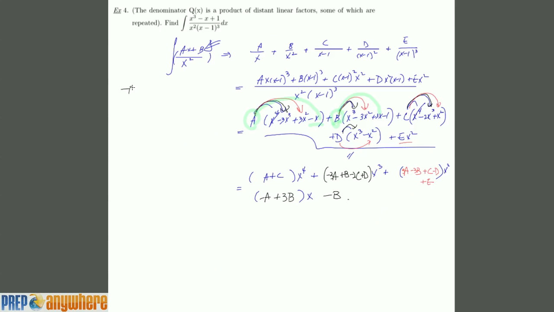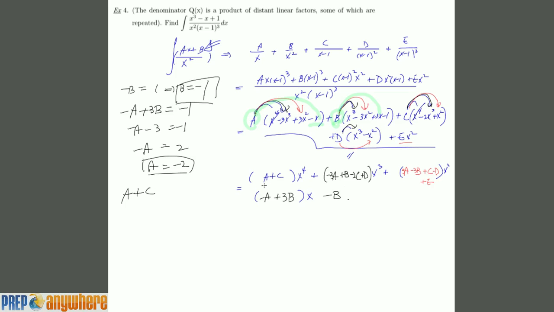So minus B has to equal 1, so B is equal to negative 1. Then minus A plus 3B must equal negative 1. We just found out that B was negative 1, so minus A equals 2, so A is equal to negative 2. Now, A plus C, the degree 4 coefficient, is going to equal 0 because there's no degree 4 up there. I found A to be negative 2, so C must be positive 2. Okay, so I found A, B, and C.